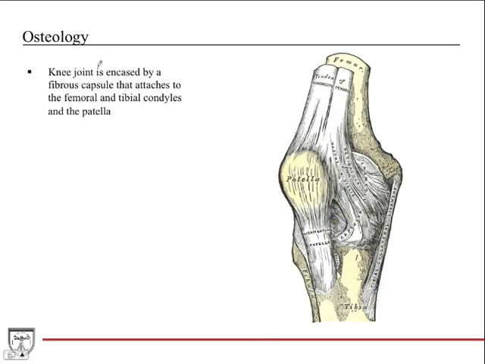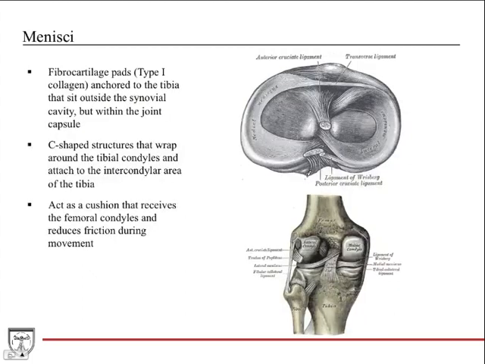Another point to make is that the knee joint is encased by a fibrous capsule. So you have all these ligaments, then you have actually a large connective tissue, strong capsule that surrounds the entire joint, and it attaches the femoral and tibial condyles to the patella, and you can see that right here. The menisci, so these are fibrocartilage pads, type 1 collagen. That could be an important fact for an exam question. They're anchored to the tibia, so this is a superior view of the tibia here.